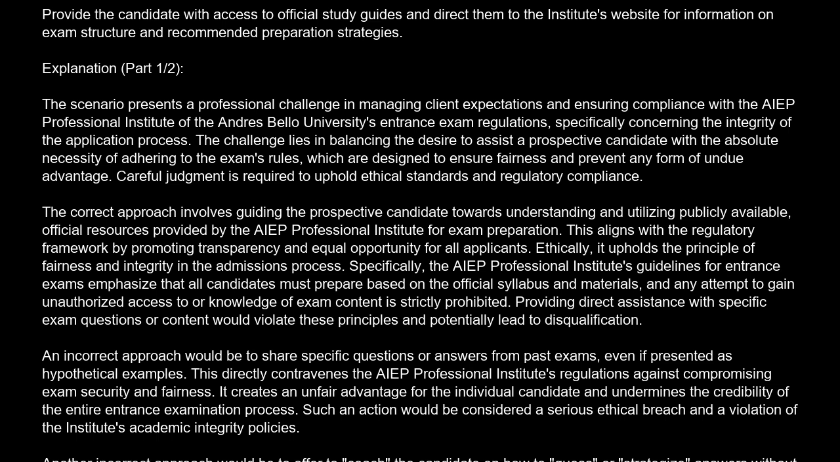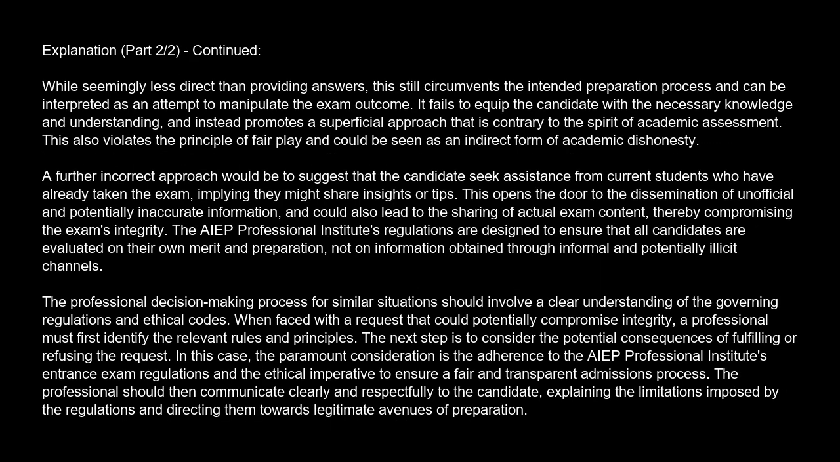Another incorrect approach would be to offer to coach the candidate on how to guess or strategize answers without referring to official study materials. While seemingly less direct than providing answers, this still circumvents the intended preparation process and can be interpreted as an attempt to manipulate the exam outcome. It fails to equip the candidate with the necessary knowledge and understanding, and instead promotes a superficial approach that is contrary to the spirit of academic assessment. This also violates the principle of fair play and could be seen as an indirect form of academic dishonesty.